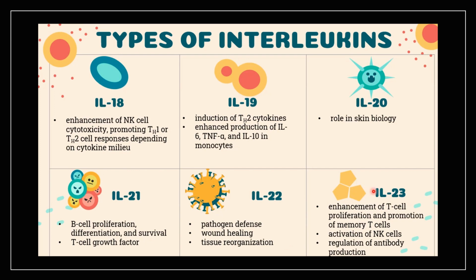For interleukin 23, they originate from phagocytic cells and macrophages. Their target cells are T cells, NK and NKT cells, eosinophils, monocytes, macrophages, dendritic cells, and epithelial cells. Their major functions are enhancement of T cell proliferation, promotion of memory T cells, and activation of NK cells.